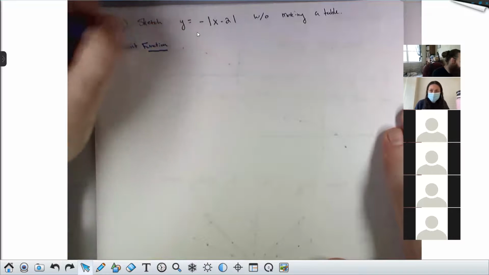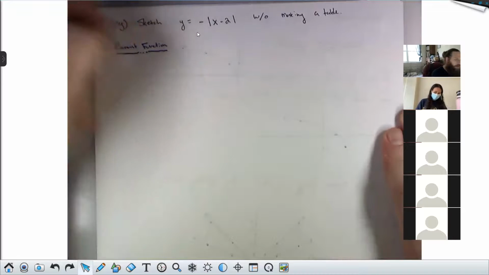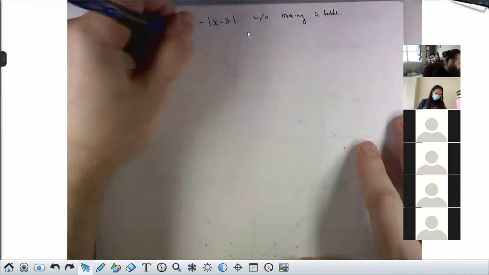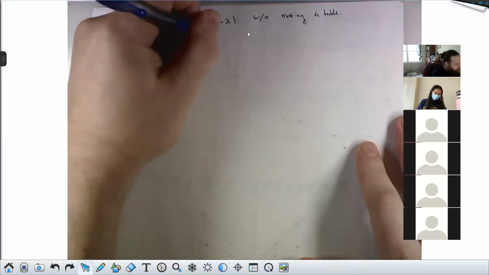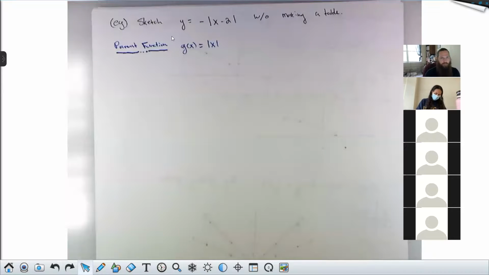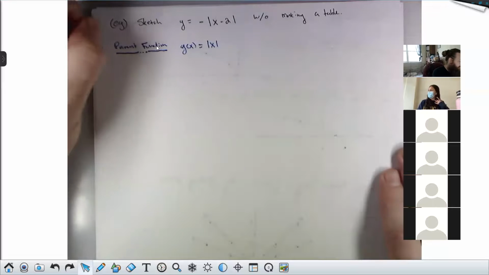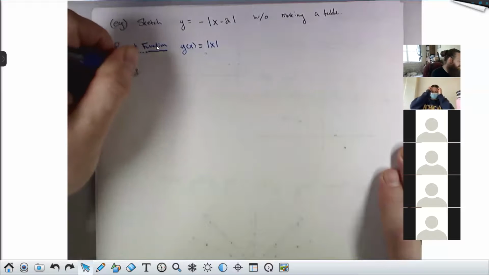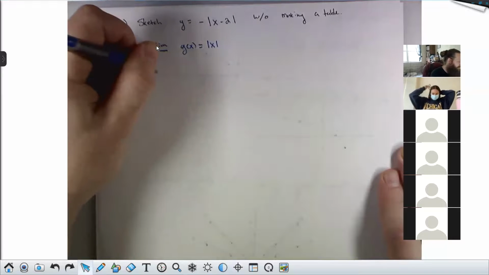And that's why I use the word parent function, right? Like we all have some features of our parents. Probably we all have a lot of features of our parents, but we're slightly different. This guy has a lot of the same features as this guy. This is the parent of this thing, but this thing is the next generation. It's a little different. So first, identify the parent function. Then we have to identify the particular transformations.